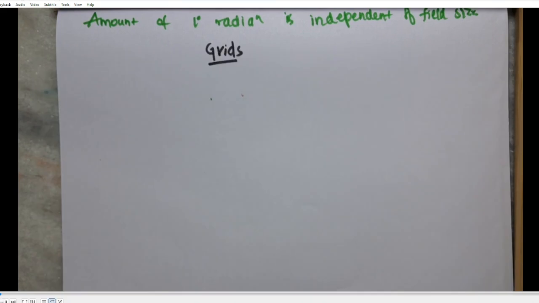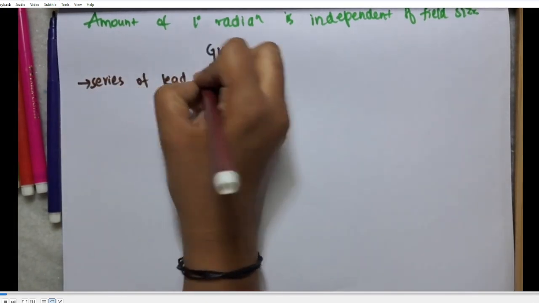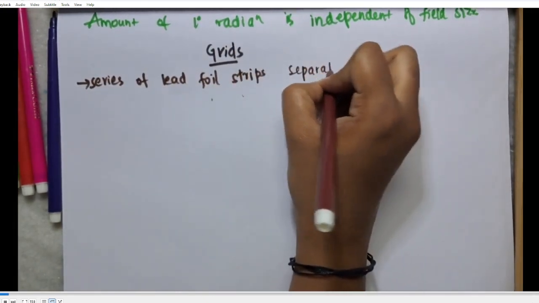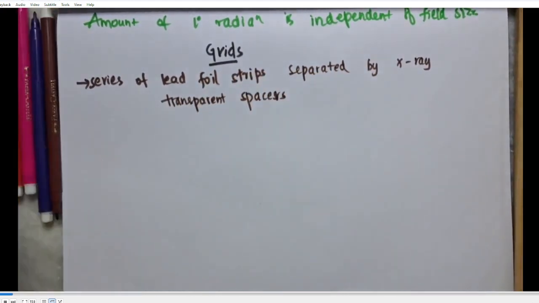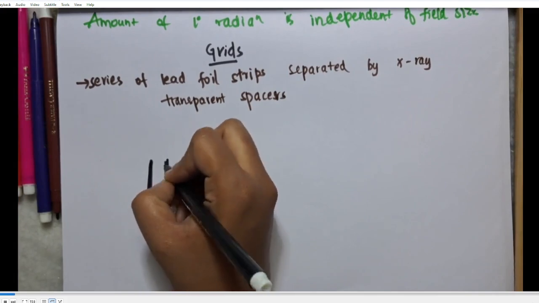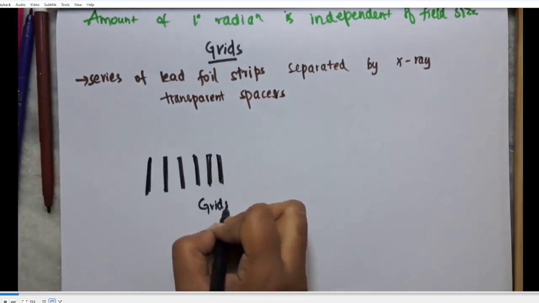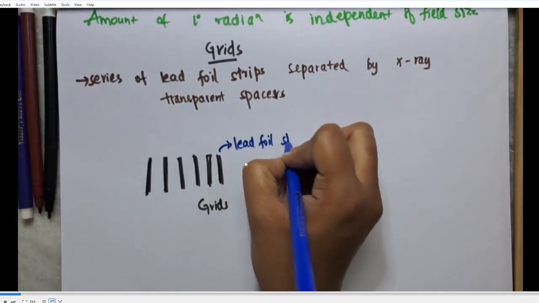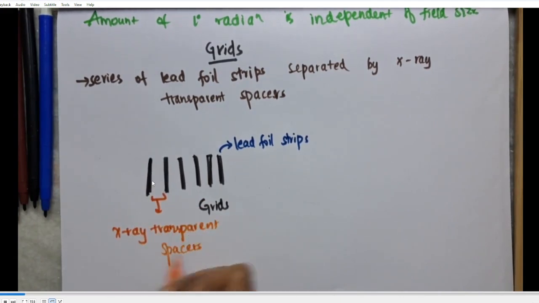The radiographic grid mainly consists of lead foils that are separated by X-ray transparent spacers. So these are series of lead foils separated by X-ray transparent spacers. These are the lead foil strips, and these lead foil strips are separated by the X-ray transparent spacers.